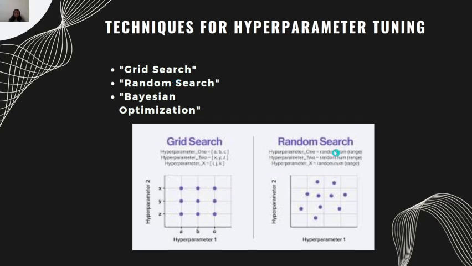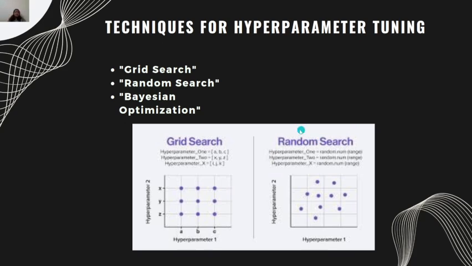Then we have random search. Instead of testing every possible combination, random search samples a fixed number of hyperparameter combinations at random. This can be more efficient than grid search, especially when dealing with a large number of hyperparameters.